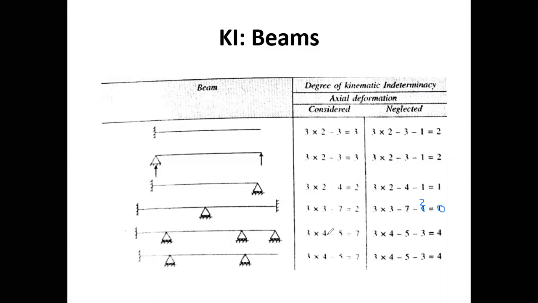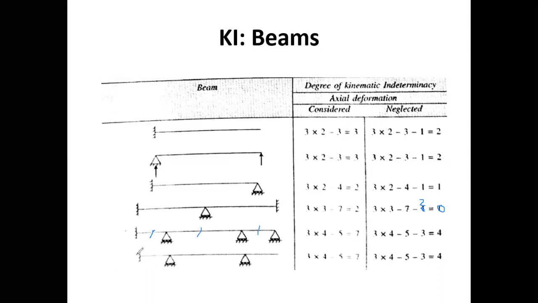So 3 multiplied by 4 minus 5, that is, the number of joints are 1, 2, 3, 4. So it is 4. 3 multiplied by j minus r, 3 multiplied by 4 minus r. R is 5. That is equal to 7. If axial deformation is neglected, then members will be subtracted from this equation. The number of members are 1, 2, and 3. So it is minus 3. That becomes equal to 4.